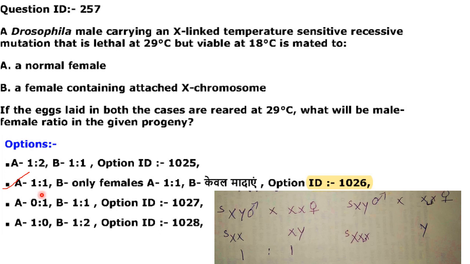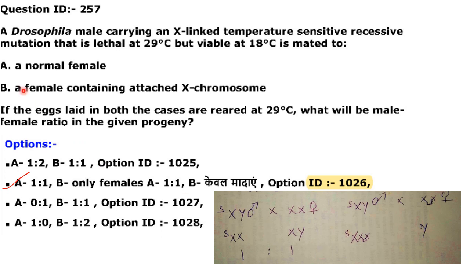XS, that is Drosophila sensitive, with the temperature-sensitive mutation. XY is the male and XX is the normal female. Now if you cross, you will get 1:1. Here the sensitive S mutation has gone to the female, and in the female there are 2 X chromosomes, and the normal X chromosome will suppress the mutant X chromosome, so this will survive. So A will be a 1:1 ratio.